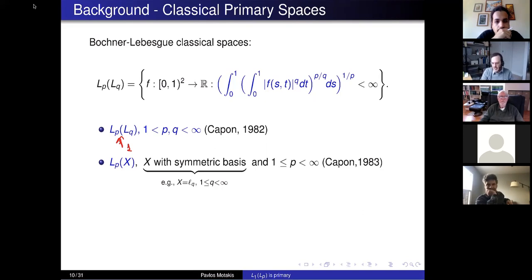And then slightly later, in a paper that is perhaps even deeper and uses even more tools, she proved that L_P of X, where X is a space with a subsymmetric basis, is a primary space. And if you don't know what a symmetric basis is, just imagine a little L_Q space in the separable range. So it's something like above where you don't have functions defined on the unit square, but on the unit interval, and their values are sequences, they're not scalars. So this is a very deep proof.